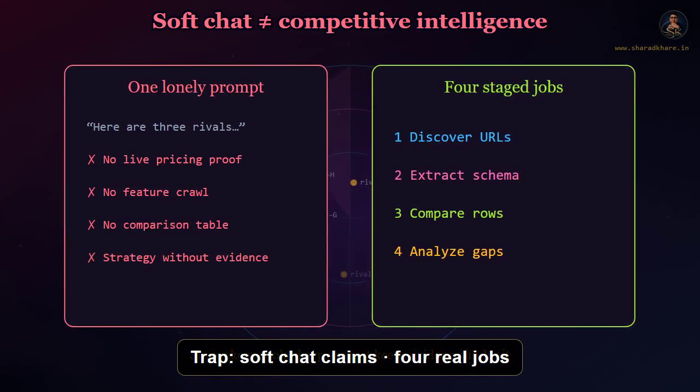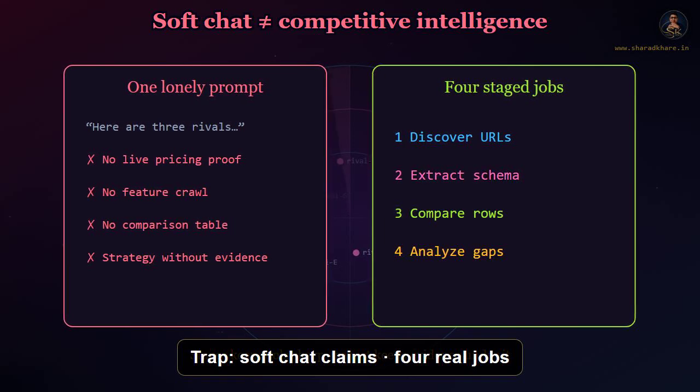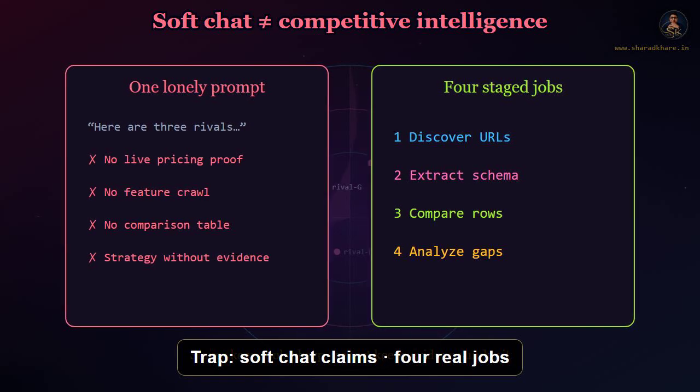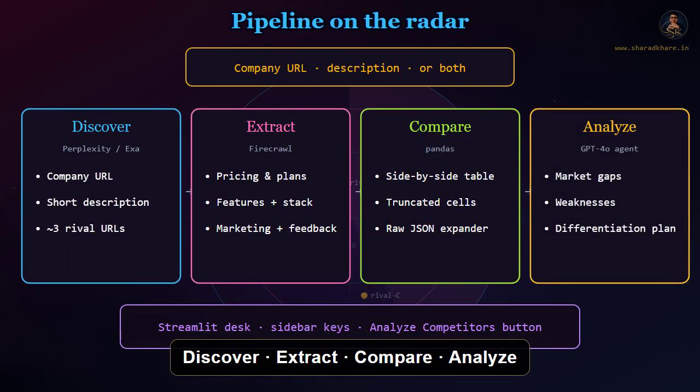Competitive intelligence really has 4 jobs. Discover rivals, extract facts, compare them side by side, then analyze where you can win. RivalForge keeps those jobs in stages so each tool stays sharp and the final report has evidence under it. Meet stage 1, Discover. Perplexity Sonar Pro or Exa AI finds about 3 competitor company URLs from your company URL, your description, or both.